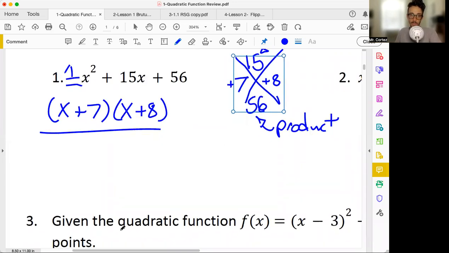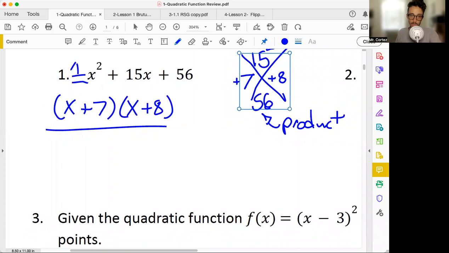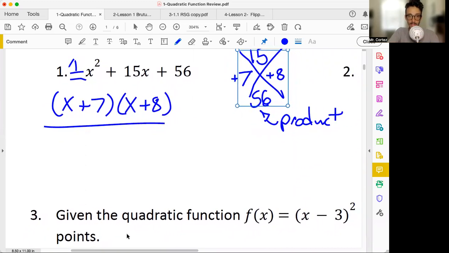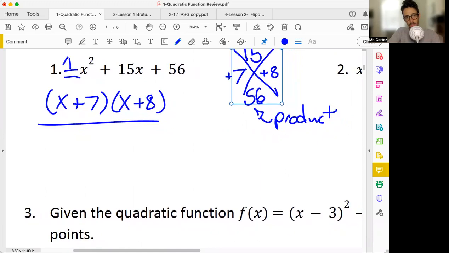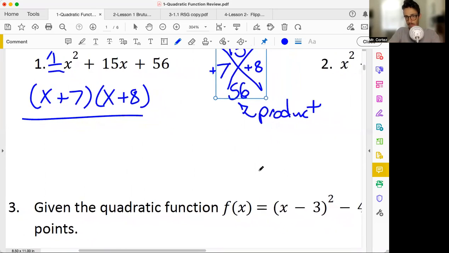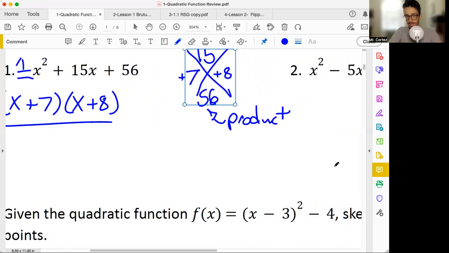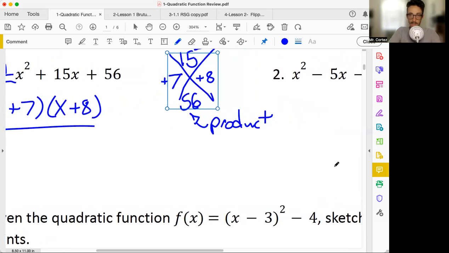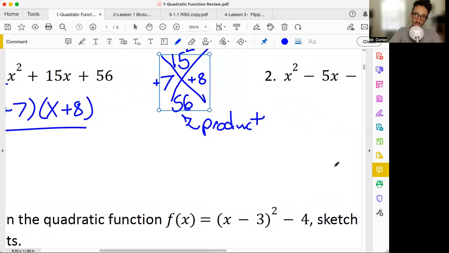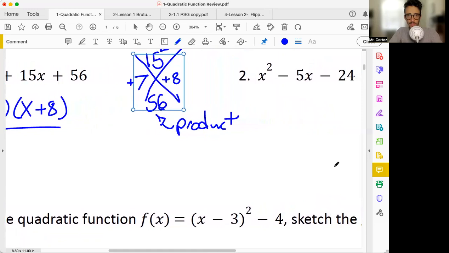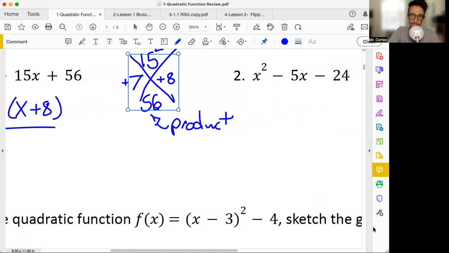Take a moment, try problem 2, see what you can do, challenge yourself. Disregard this lag just a little bit longer. It should be able to make its way over there. x squared minus 5x minus, drum roll please, 24. Can you factor it? Give it a moment. Try that out.